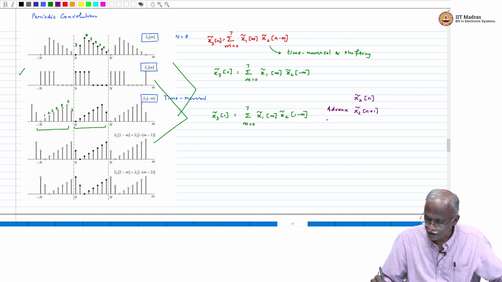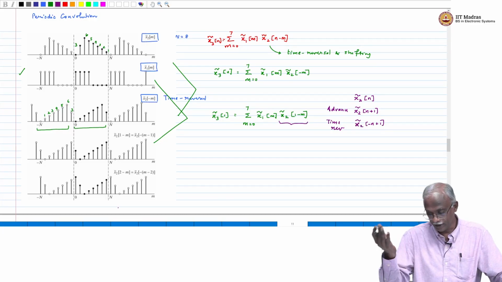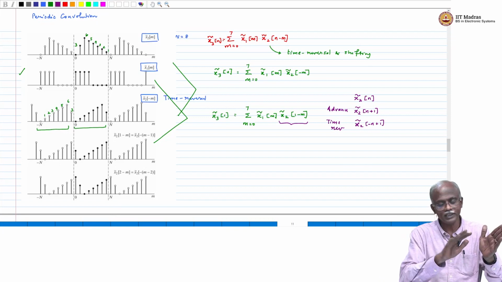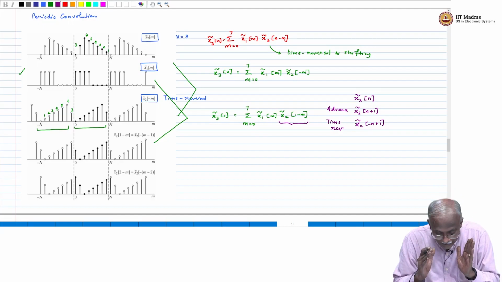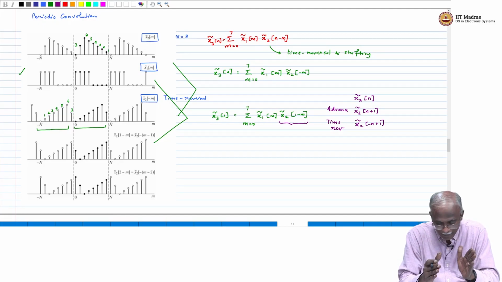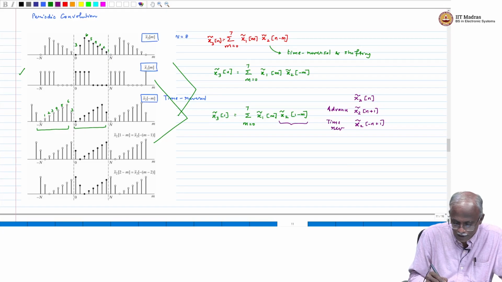Advance, then time reversal: x2 tilde of minus n plus 1. Okay, so this particular term has got an advance operation and a time reversal. But what does it give us when you see it in the time domain? What this will produce for us is a right shift. So from here to here is a right shift by 1 unit.